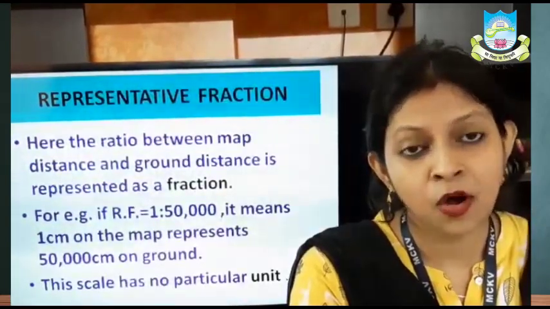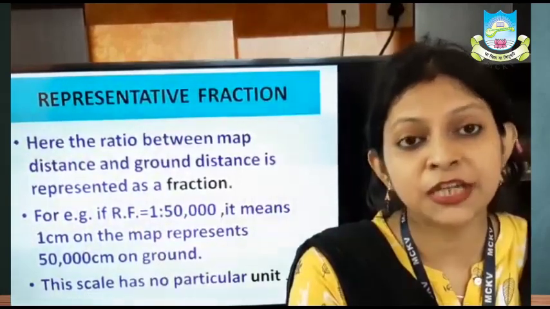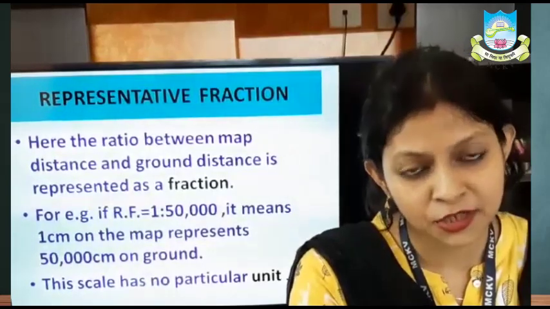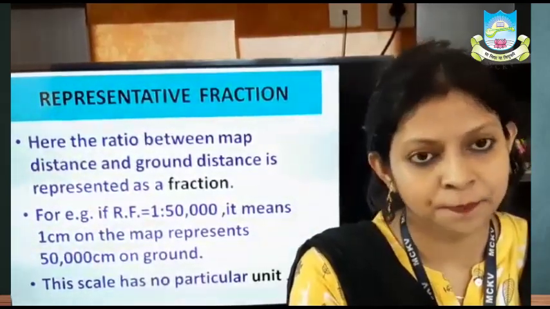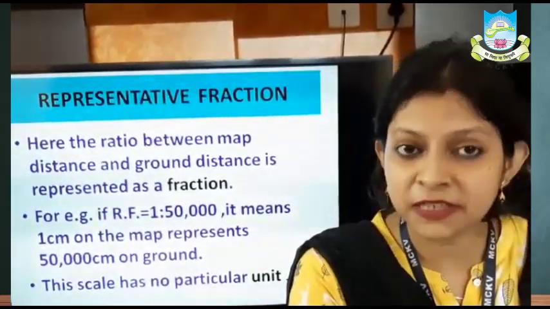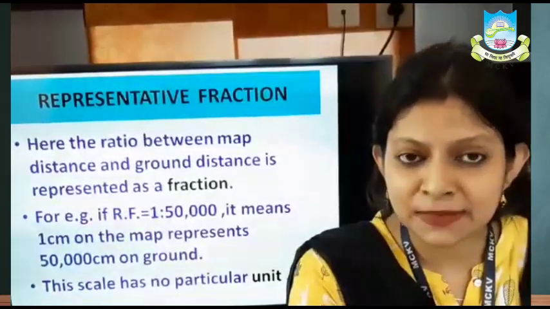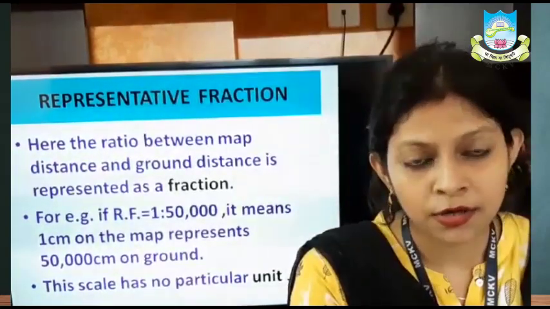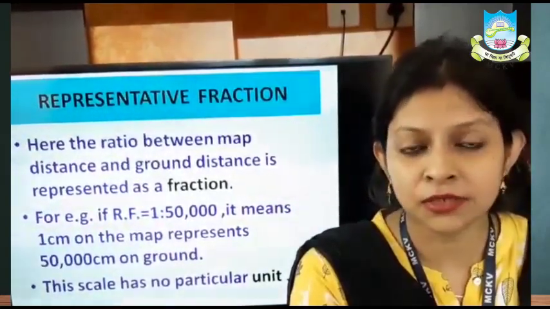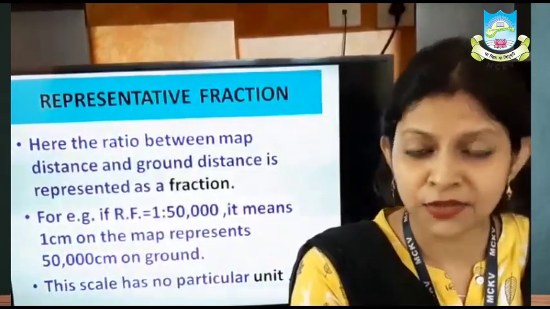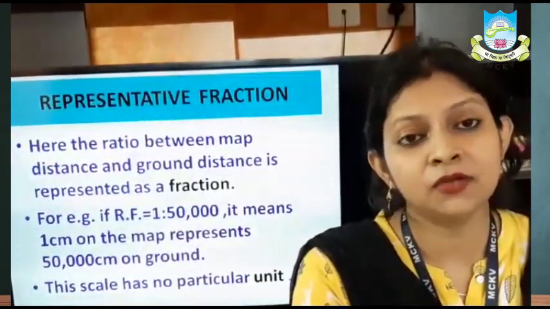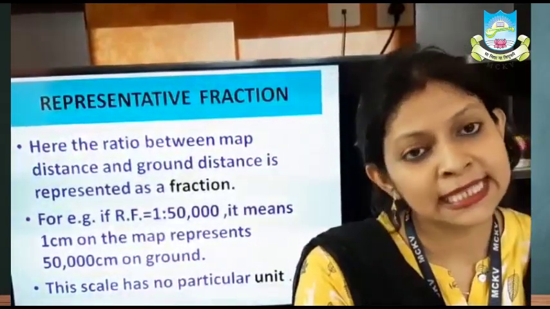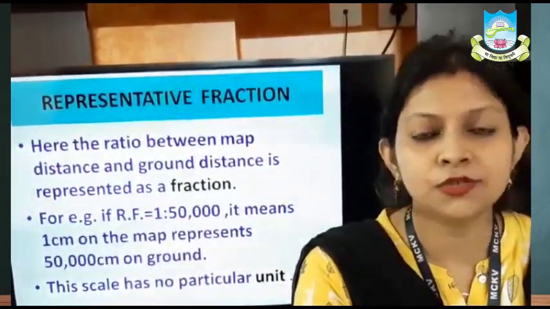Representative fraction or RF. Here, the ratio between map distance and ground distance is always expressed as fraction where the numerator is always 1. If the scale is 1:50,000, it would mean 1 centimeter on the map represents 50,000 centimeters on the ground. Or if the scale is 1:25,000, it would mean 1 centimeter on the map represents 25,000 centimeters on the ground. This scale has got no particular unit, hence it is universally accepted and understood by all.